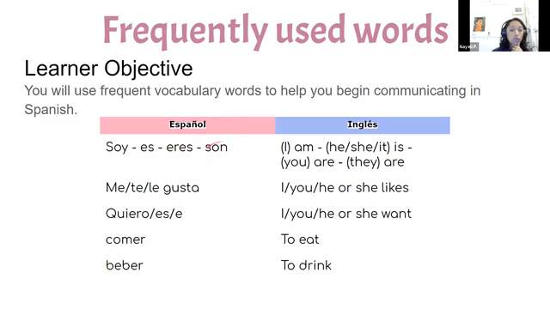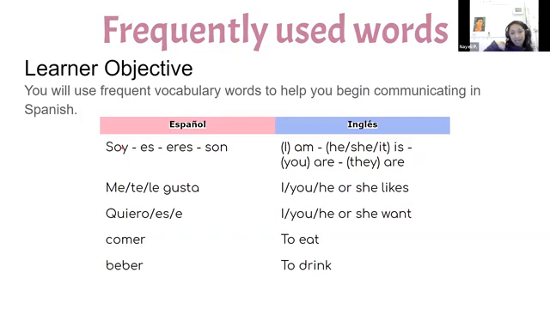Son. Son is for they are. So if I were talking about George Clooney, Will Smith, Brad Pitt, Shakira, Frida Kahlo, Penelope Cruz, son inteligentes. What do they have in common? ¿Qué tienen en común? In common. ¿Qué tienen en común? Son inteligentes.